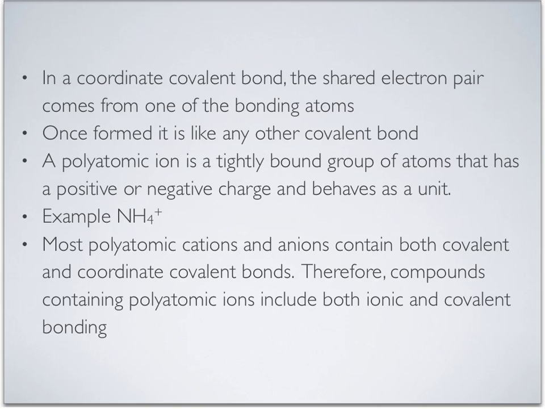Most of the polyatomic ions that we have, the cations and the anions, contain both covalent and coordinate covalent bonds. So we talked about these polyatomic ions. They act like an ion. Inside there, they're covalently bonded. Usually there's going to be a coordinate covalent bond in there. It just happens that way. Most of them happen that way. So we'll do a few more.